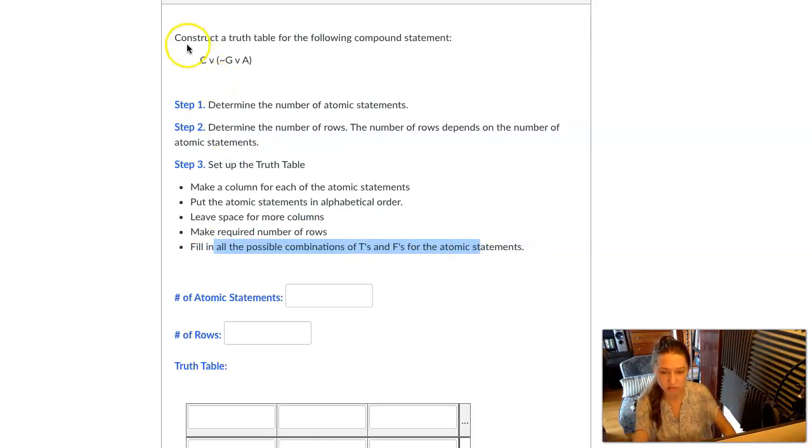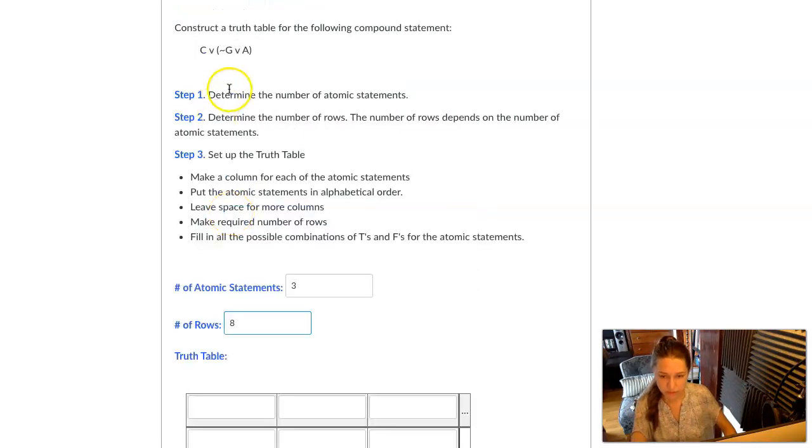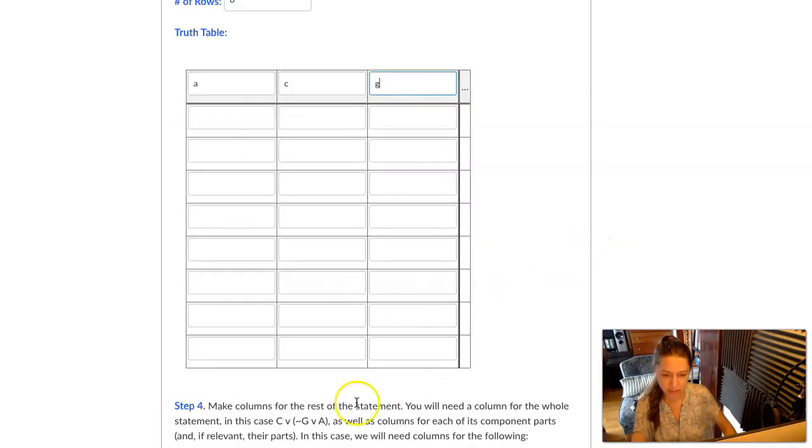So there's really, other than counting number of letters and knowing just the general rules, this will be the same for every kind of problem, right? So I know I've got 3 statements. That means I need 8 rows. A, C, G in alphabetical order. And now it's time to just fill in my 8 rows of T's and F's for the atomic statements.